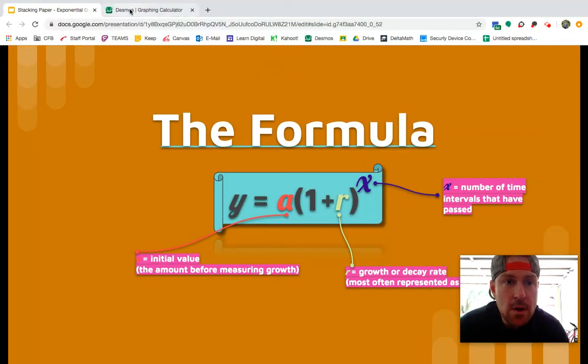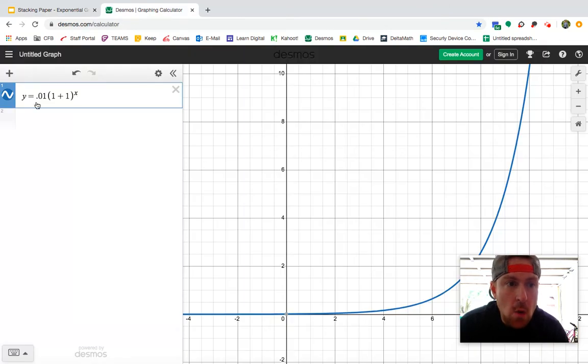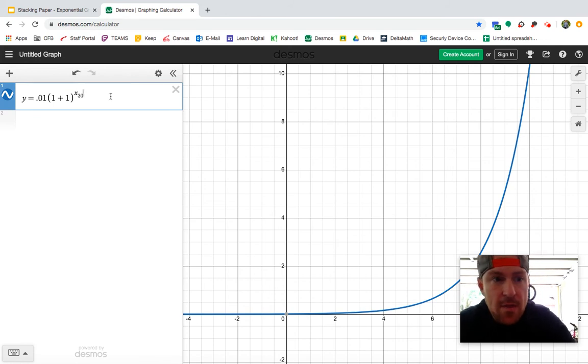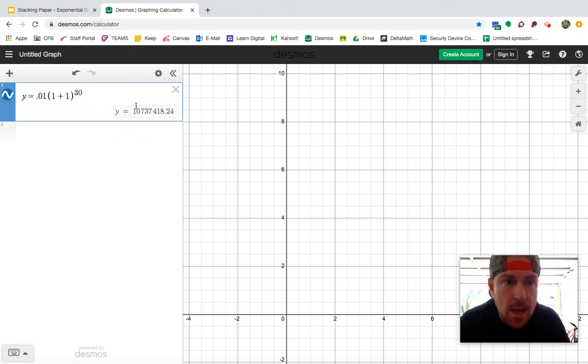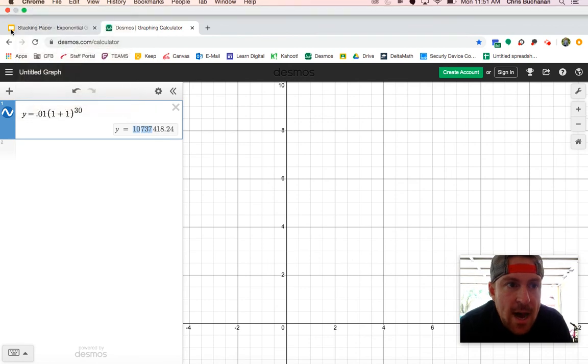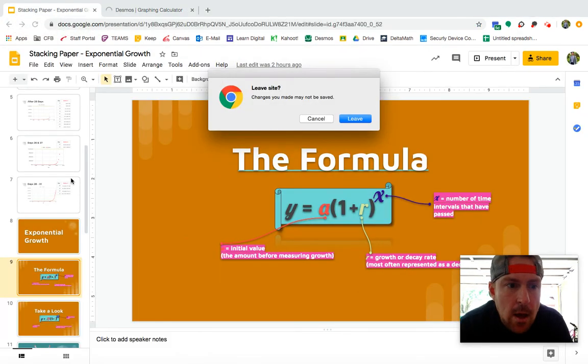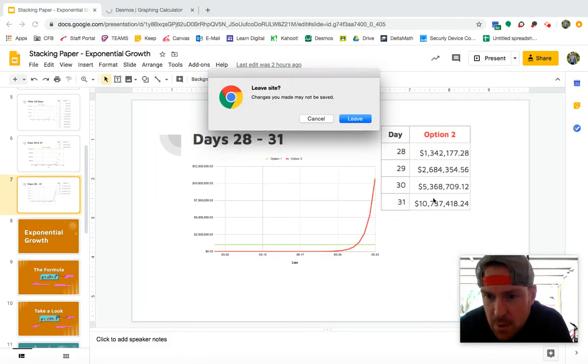This is what it looks like on a graph. So if we look at it here, y is equal to 0.01 times 1 plus 1 to the x. We can see our graph here, okay? We don't have to do it in a spreadsheet. You can see it up here. And if we put in 30 for our x, you can see here y is equal to 10,737,418, which is the exact number that we got here, okay? Here, it's still the same exact number, okay?